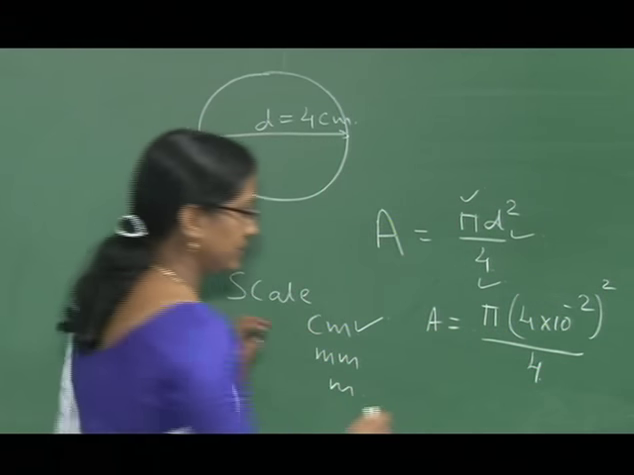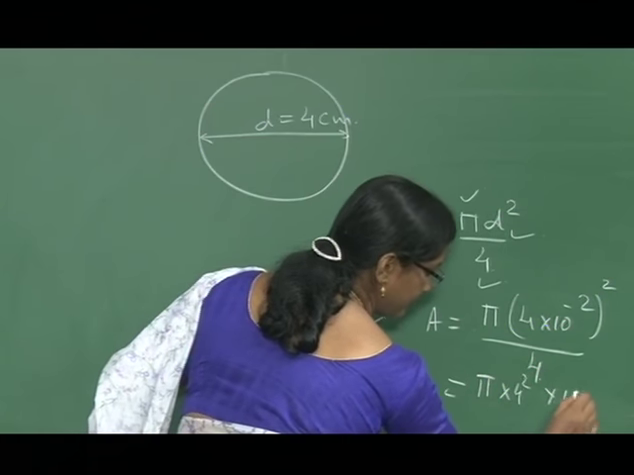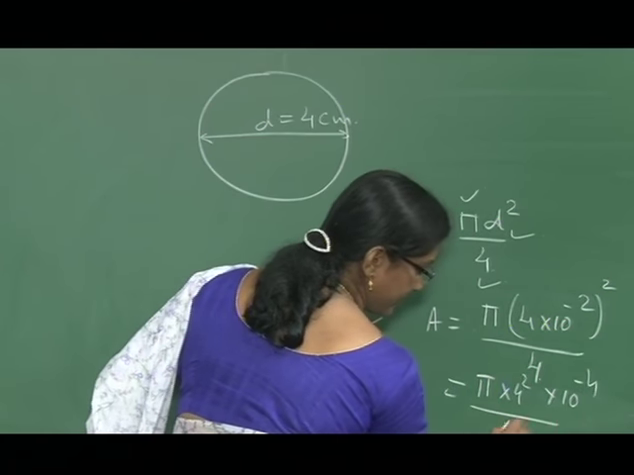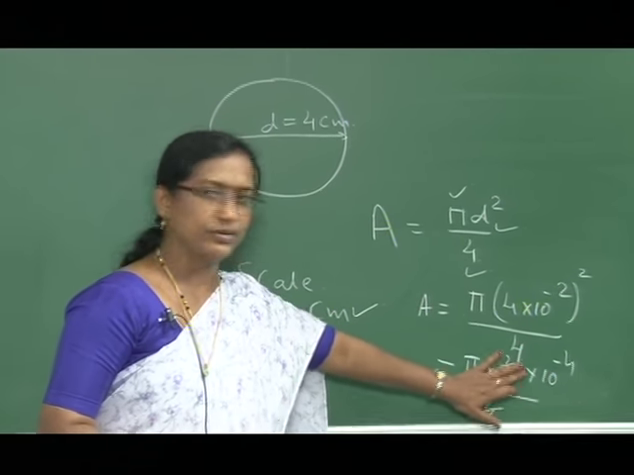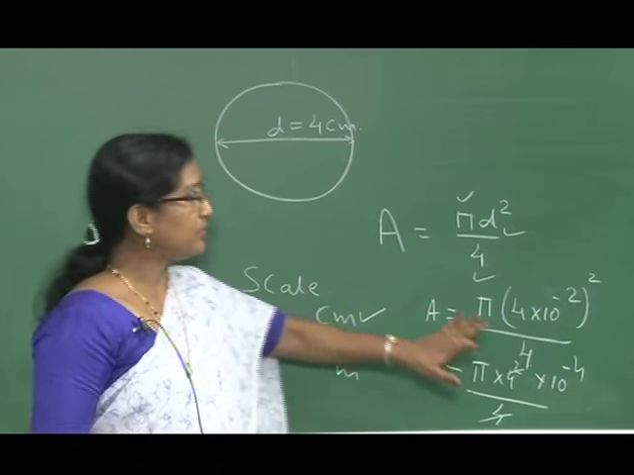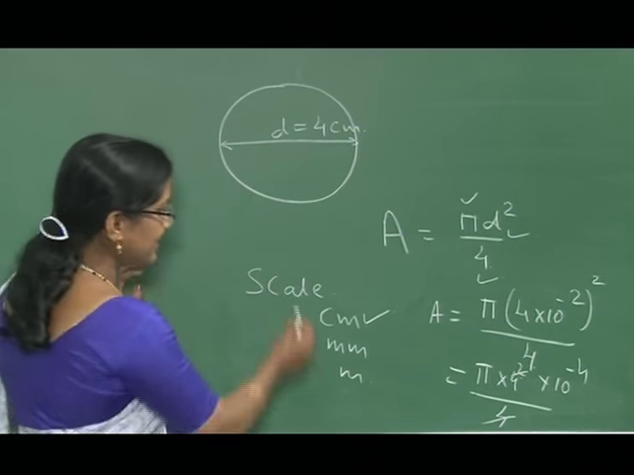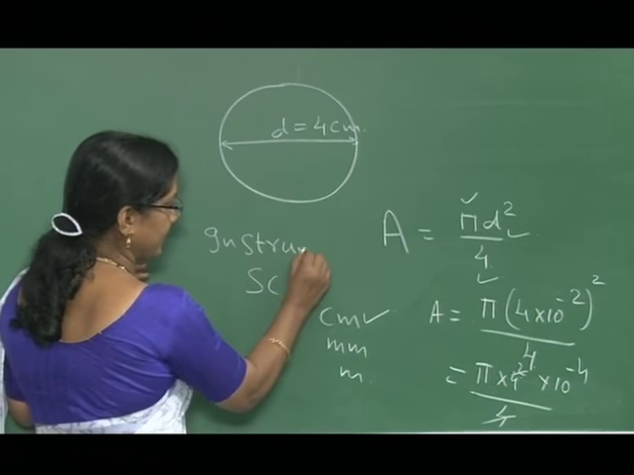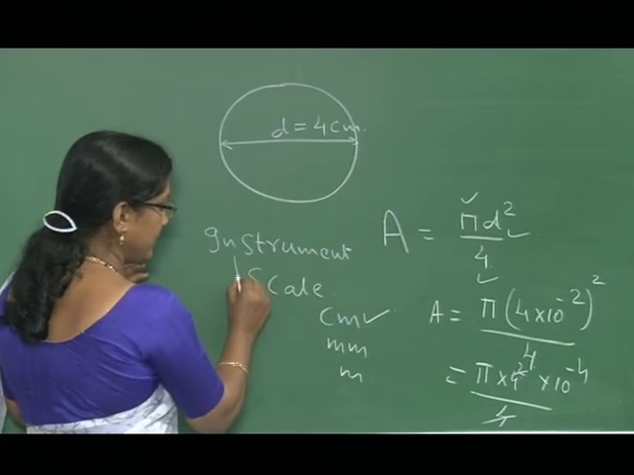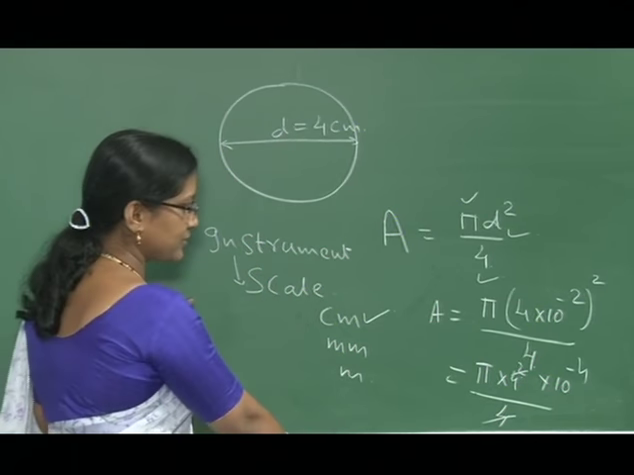Like this you are going to consider π into 4 square into 10 to the power minus 4, divided by 4. So, here you are using πd²/4 in this manner. What you have measured is the area of the circle. By using the scale, the instrument used to measure the area of the circle, you are measuring some physical parameter or variable by using the instrument.